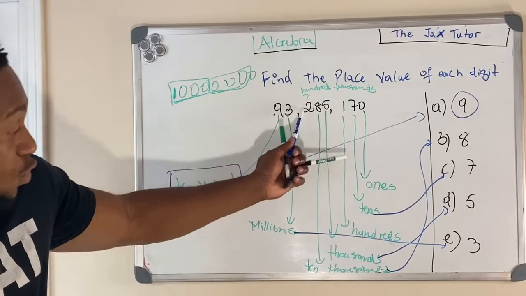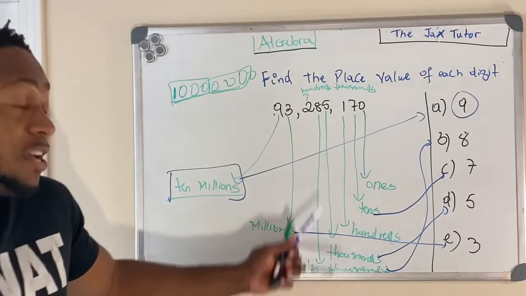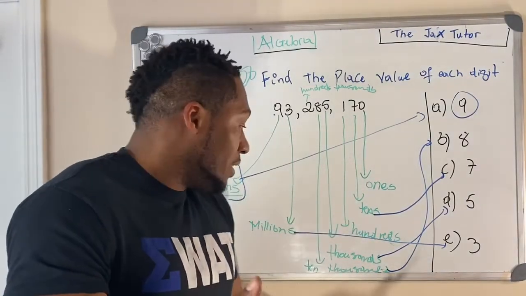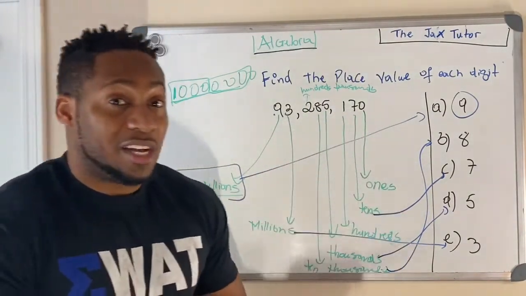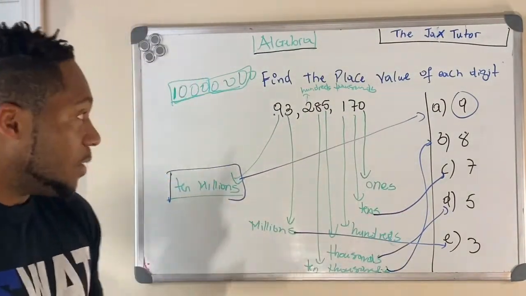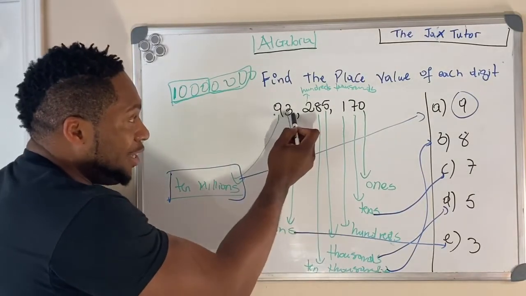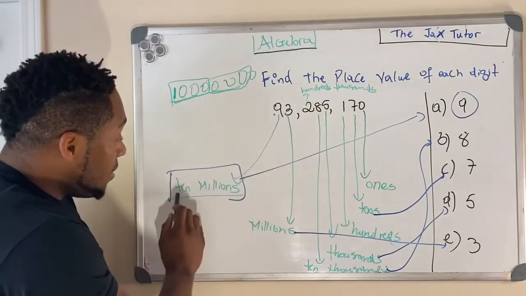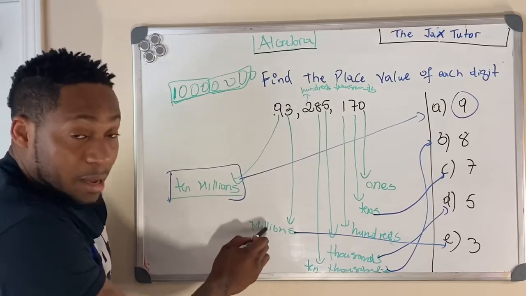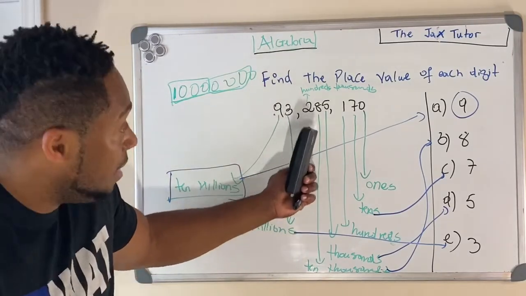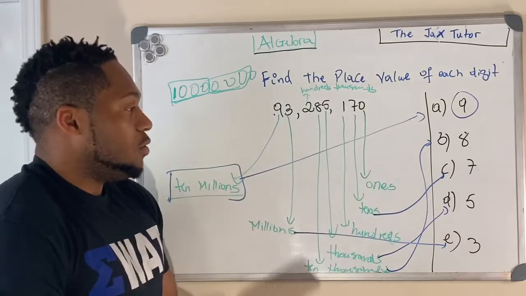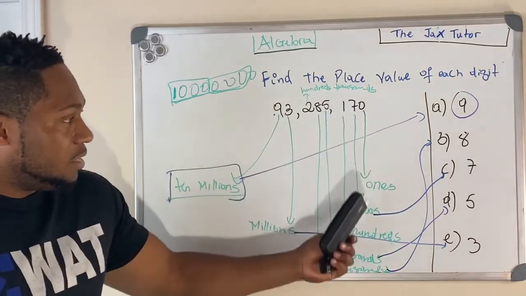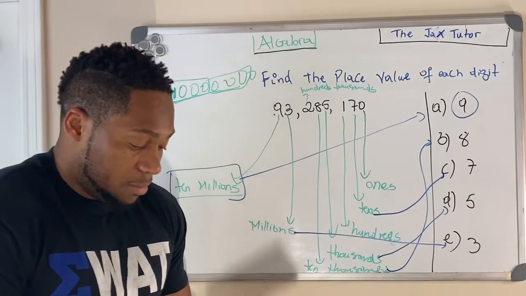So you have 2 of the 100,000s, 2 times 100,000, that's 200,000. And notice, when I'm reading this, I say 93 million. So 9 times 10 million, 3 times 1 million, 93 million, 285,170. And this is how you're able to read this number. And this is the place value of each of the digits that makes up that number.